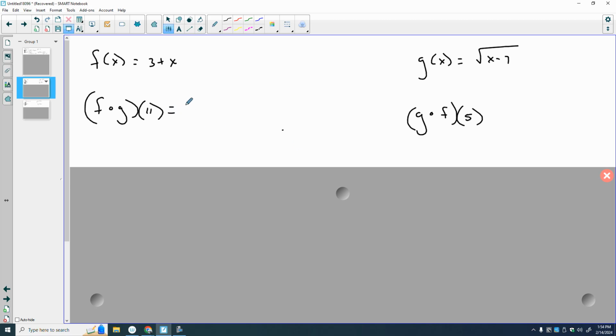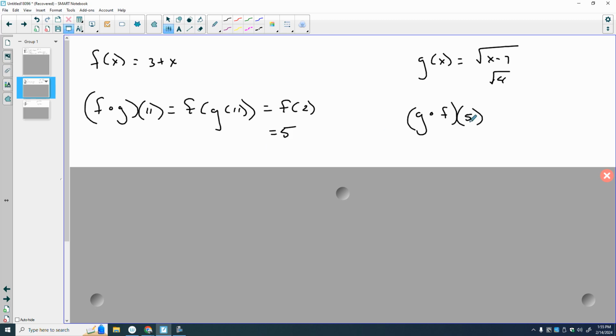Okay, hopefully you're back. I would, again, highly encourage you to change this notation into this notation. This says do the inside function first. I'm going to do g of 11. Take the g function, plug in 11 for x. 11 minus 7 is 4, and the square root of 4 is 2. So this becomes f of 2. I go to the f equation, I substitute in 2, and I get 5. f of g of 11 equals 5.